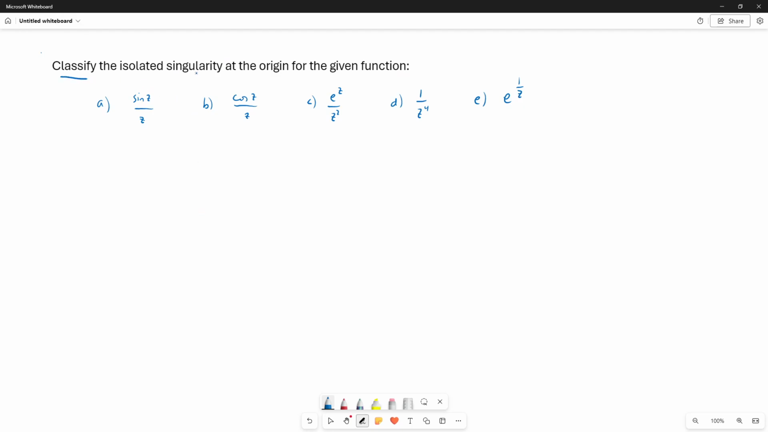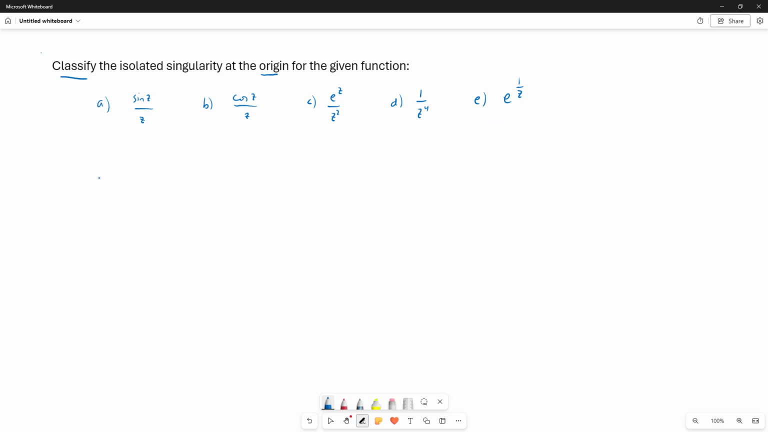Classify the isolated singularity at the origin for the given function: sine z over z, cosine z over z, e to the z over z squared, 1 over z to the fourth, e to the 1 over z.